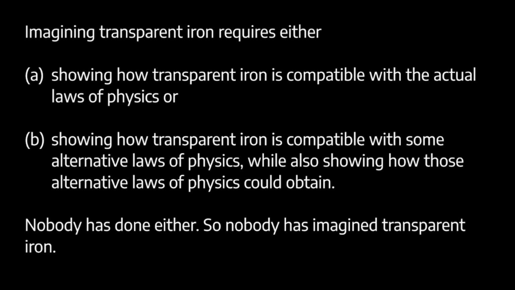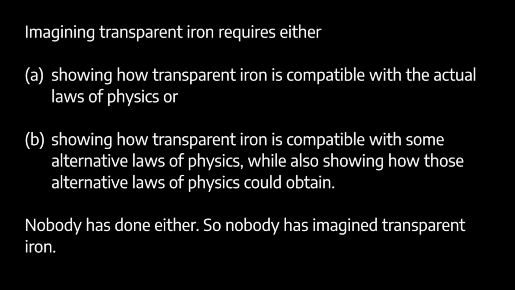So basically, we've got two options. Either we show how transparent iron is possible within our own laws of physics, or we show how transparent iron could arise given other laws of physics, while also showing that those alternative laws are possible. And nobody's ever done that. Of course, showing that alternative laws of physics are possible is a very tricky matter.